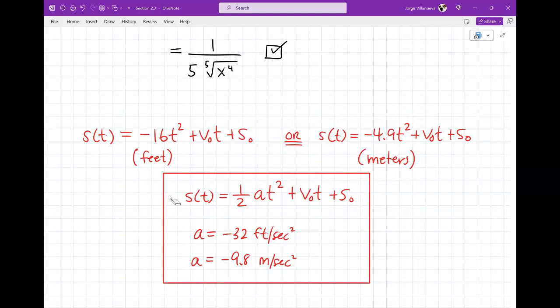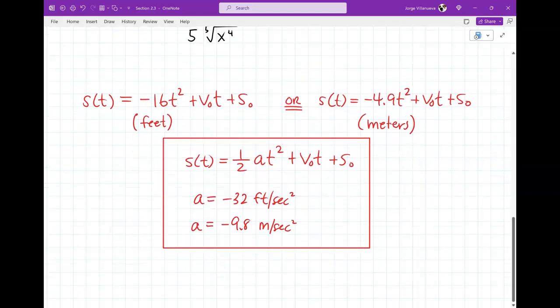If they don't give you any measurement, you can use either one, whichever one you like. I prefer using feet because it divides nicer, negative 16. But if you want to use meters, then negative 4.9. So either way, it works. It just depends on what's given. But make sure you know that.